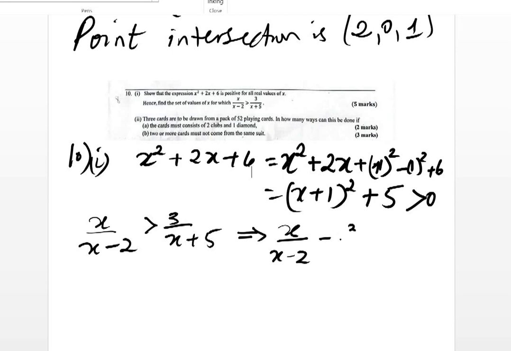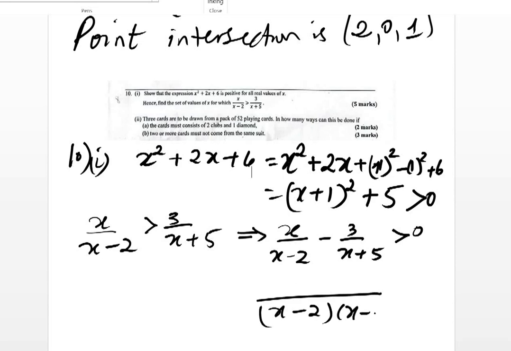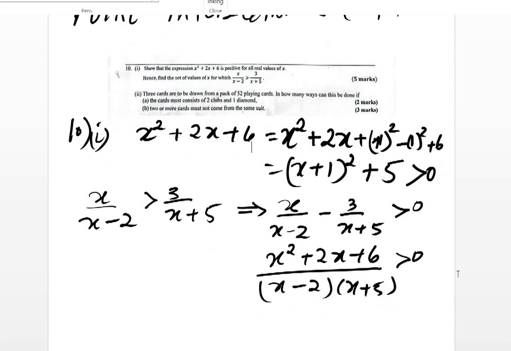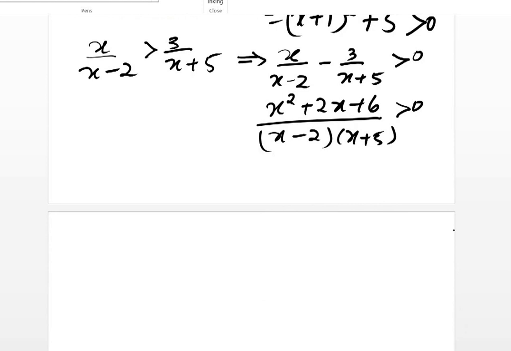x minus 2 minus 3 over x plus 5 greater than 0. Okay, we rearrange, the LCM will be x minus 2 times x plus 5. When you do that, the numerator, this times this minus this, gives the numerator x squared plus 2x plus 6 greater than 0. And remember, we see that the first part, x squared plus 2x plus 6, is always positive. That's already helping us.